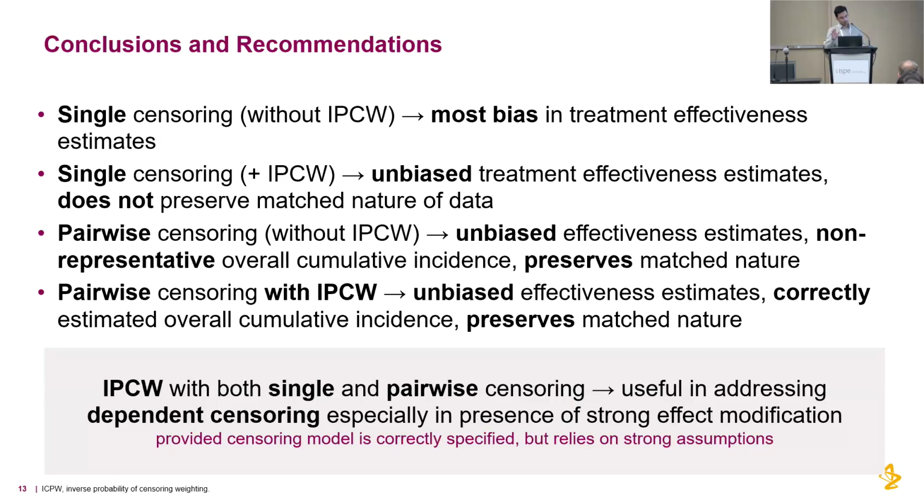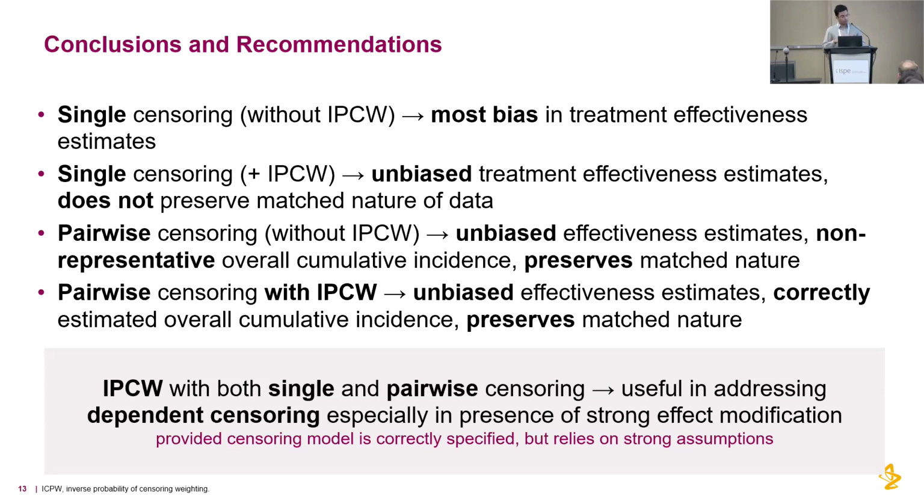And to summarize the results from each of our censoring strategies, when you have single censoring without IPCW, there's the most bias in treatment effectiveness estimates. When you have single censoring with IPCW, you get unbiased effectiveness estimates, but that does not preserve the matched nature of the data. So you could have a situation where two individuals in a matched pair can be assigned two different weights. Pairwise censoring without IPCW, unbiased effectiveness estimates, and preserves the matched nature of the data. However, the cumulative incidence is considerably underestimated.